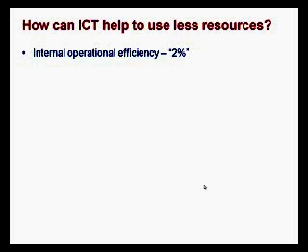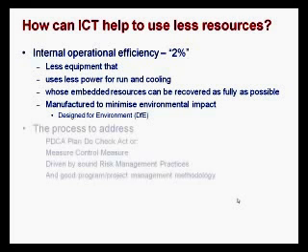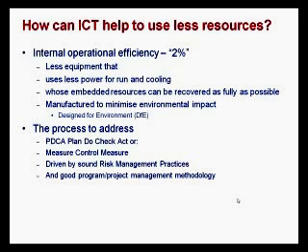We first must look at the operational efficiency of the equipment that we use itself and how we apply it. Essentially, we are trying to use less equipment that uses less power for run and cooling, whose embedded resources can be recovered as fully as possible and manufactured to minimise environmental impact. The approach for designing for minimising environmental impact is often referred to as Design for Environment, or DFE. The process to address these internal efficiencies are normal project management tools or management of change type tools. You can use a plan, do, check, act cycle, continuous improvement, measure, control, measure, but it must be driven by sound risk management practices and with good program/project management methodology.